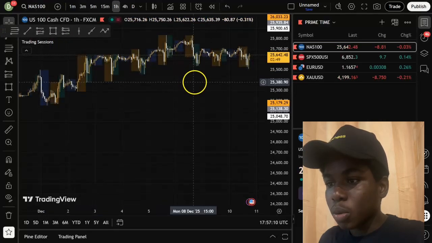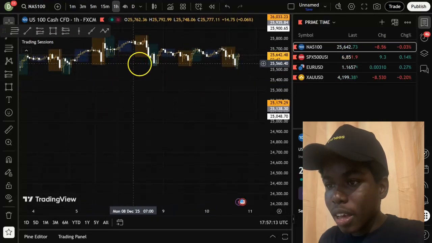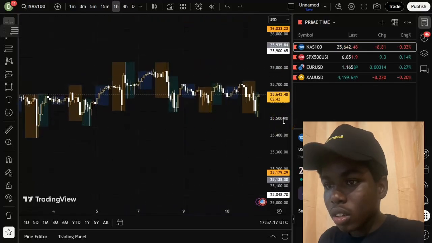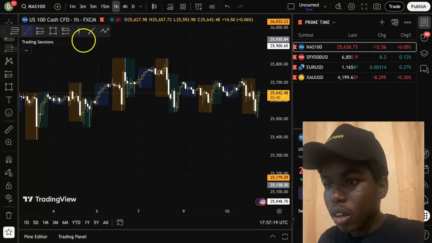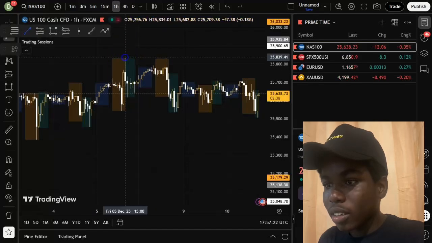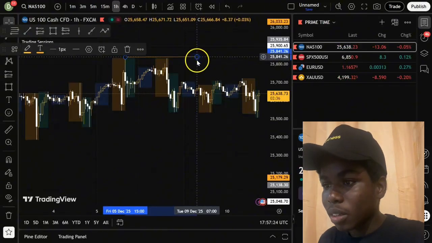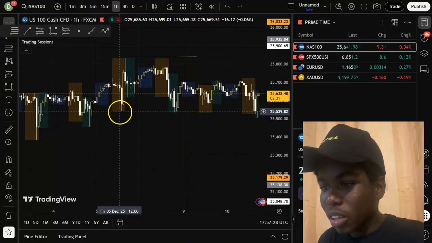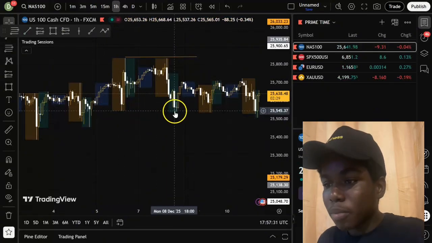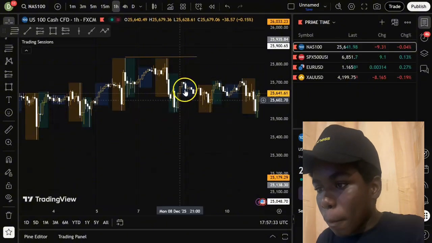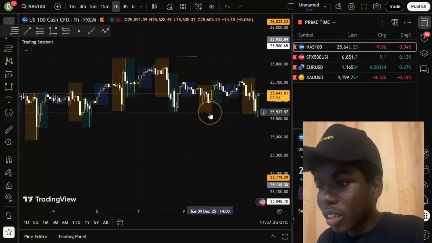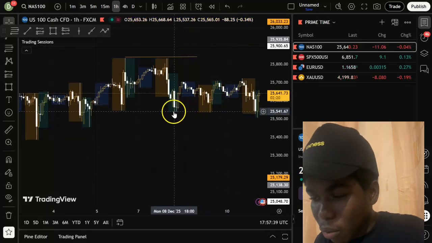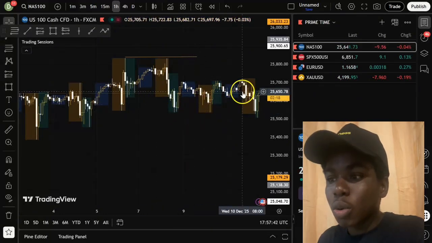Let's see. So on Monday, I was looking to take a short off of previous week's highs, but the target wasn't met. We flashed downwards. We took liquidity here, but it didn't fit my entry criteria. Tuesday too, we took liquidity here, didn't fit into my entry criteria, and this is somewhat relatively equal lows.